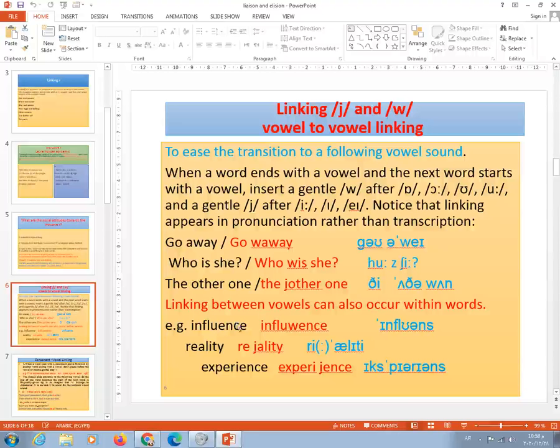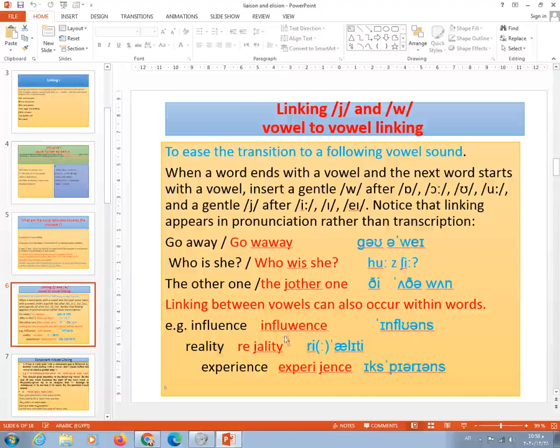Linking between vowels can also occur within words. For example, we may not only find this at word boundaries between words, but we could also find this linking within words. For example, the word influence is basically influence, but when we apply the rule it becomes influence with a w inserted. But when I do the transcription it doesn't appear. As you see, the transcription of the word has the influence but there is no w, although I pronounce a w between the and influence.